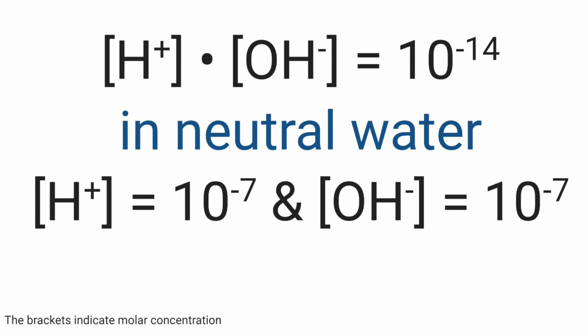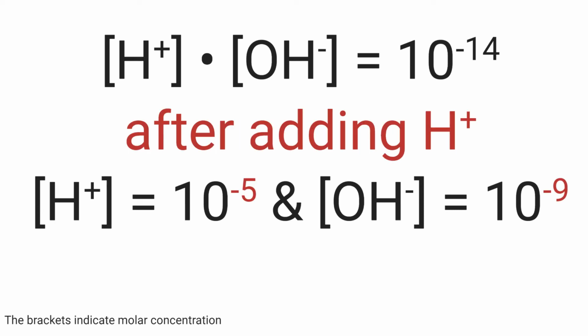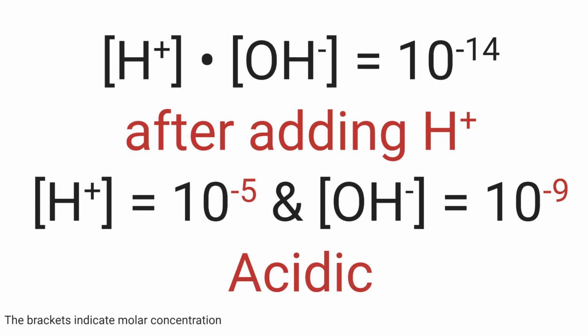They exist in an equilibrium. If we add an acid, which adds more protons, we neutralize some of the hydroxide ions and balance out again at 10 to the negative 14th. However, there are more protons now than hydroxide ions. This solution would be considered acidic.